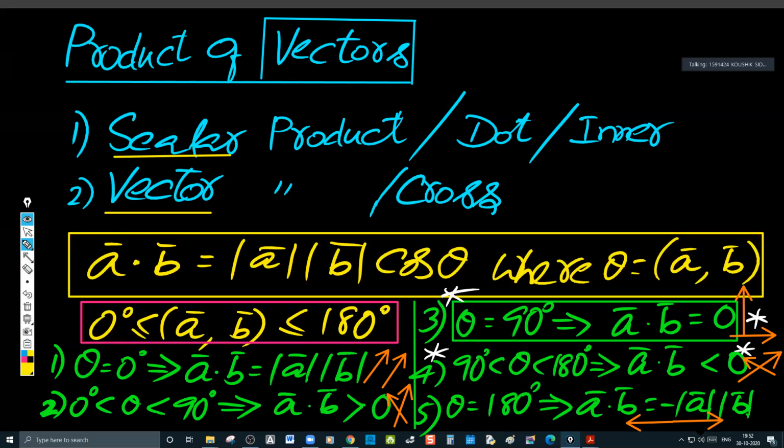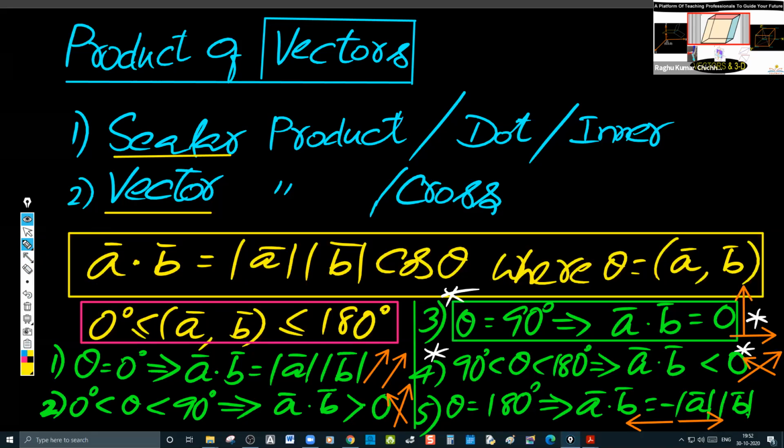Kaushik, are you there? Yes, sir. When they are exactly opposite in direction, the angle between them will obviously be 90 degrees. Sorry, 180 degrees. Obviously, the angle between them will be 180 degrees. Then in that case, it is the negative of the product of their magnitudes. So this is about the dot product introduction.